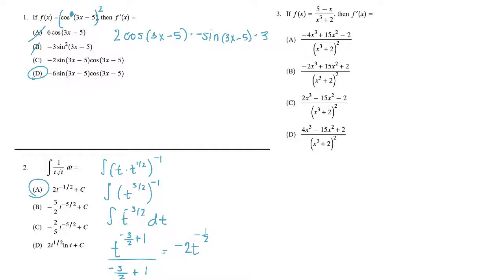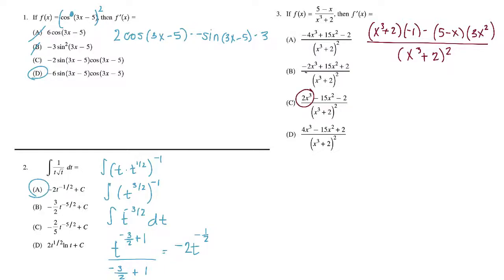For number 3, we will go ahead and do our quotient rule. And so for our quotient rule, we have the bottom times the derivative of the top minus the top times the derivative of the bottom, and it's all over the bottom squared. Now I would stop here and look at my answer choices, and they have the bottom squared included for all of these.